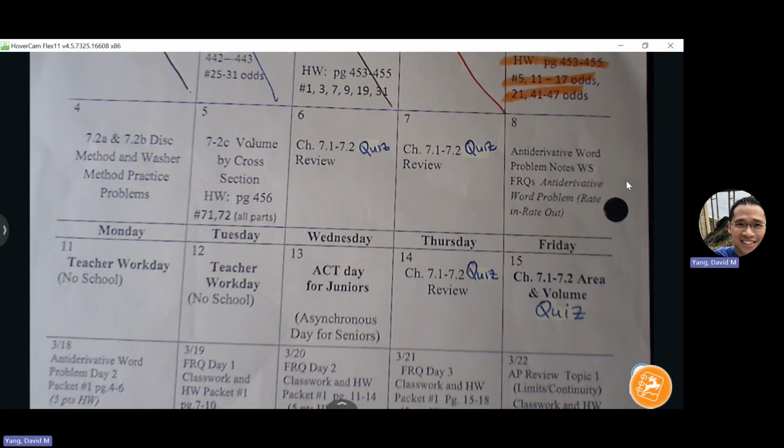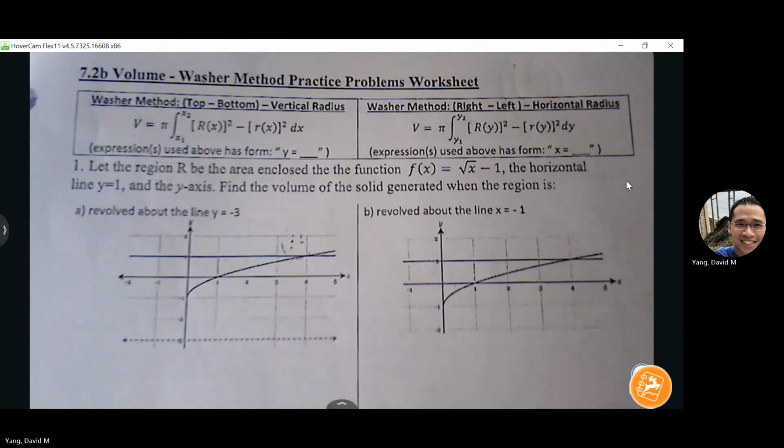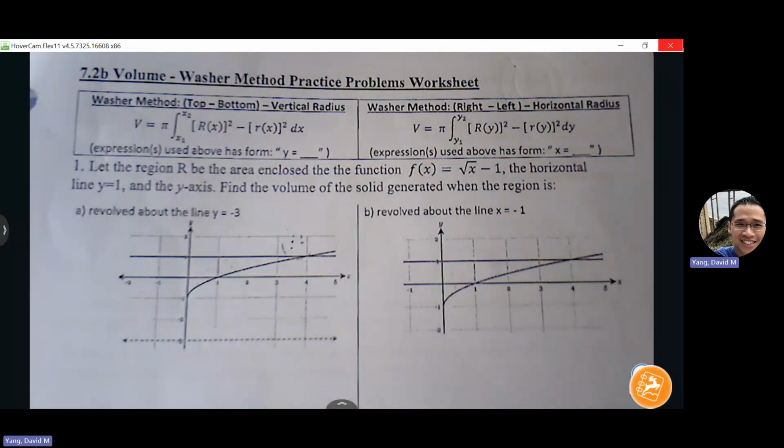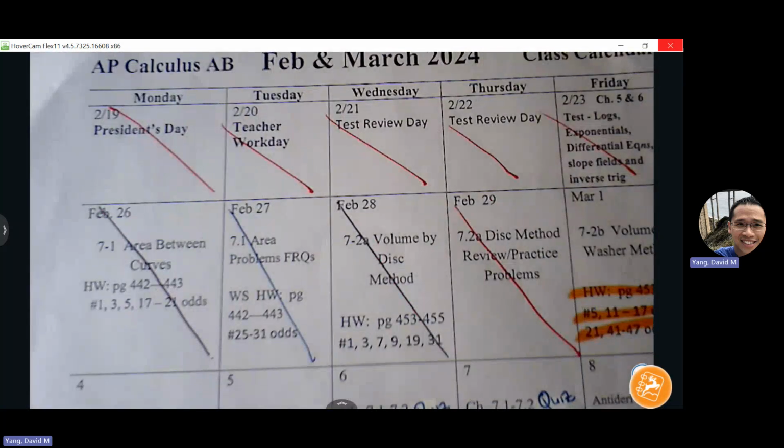Okay, so let's go to page 15. It says washer method practice problems, but there's a mixture of washer and disk method. We need to make sure that we can memorize these formulas. On page 20, you're going to see a list of formulas. It looks like a lot, but they're just variations of basically 3 major formulas.